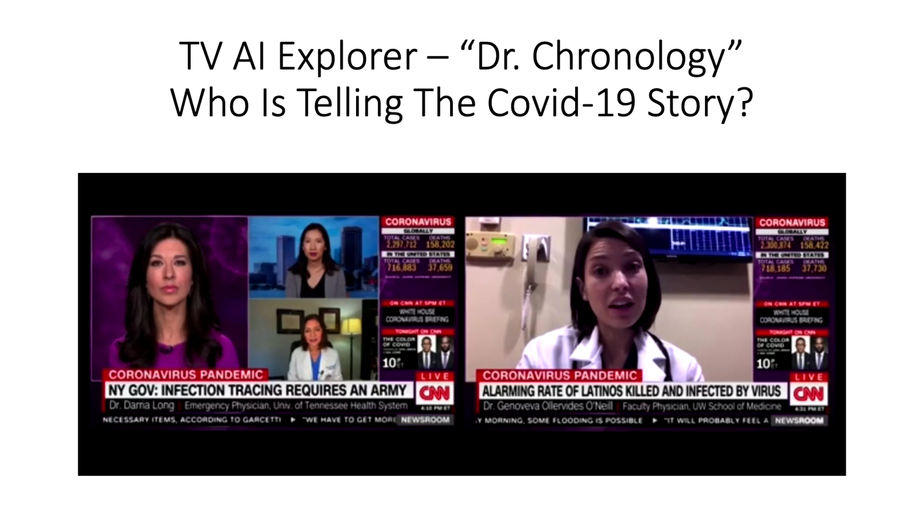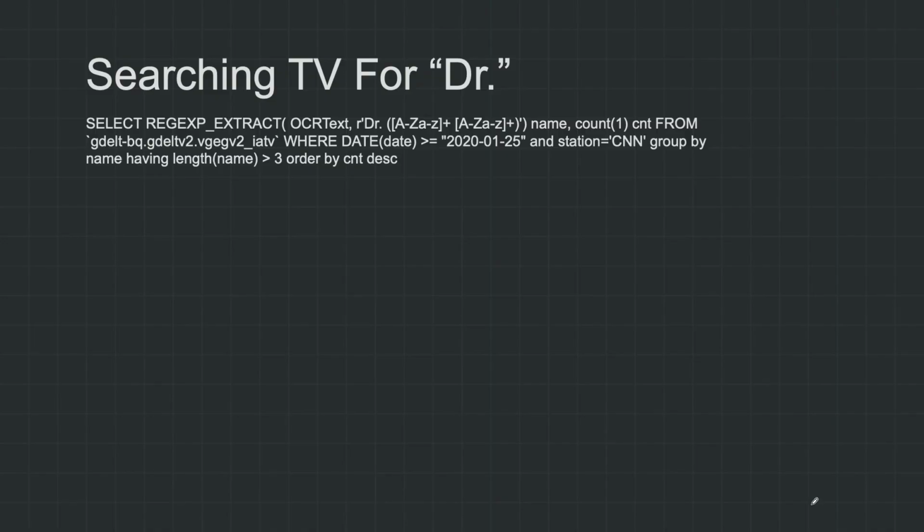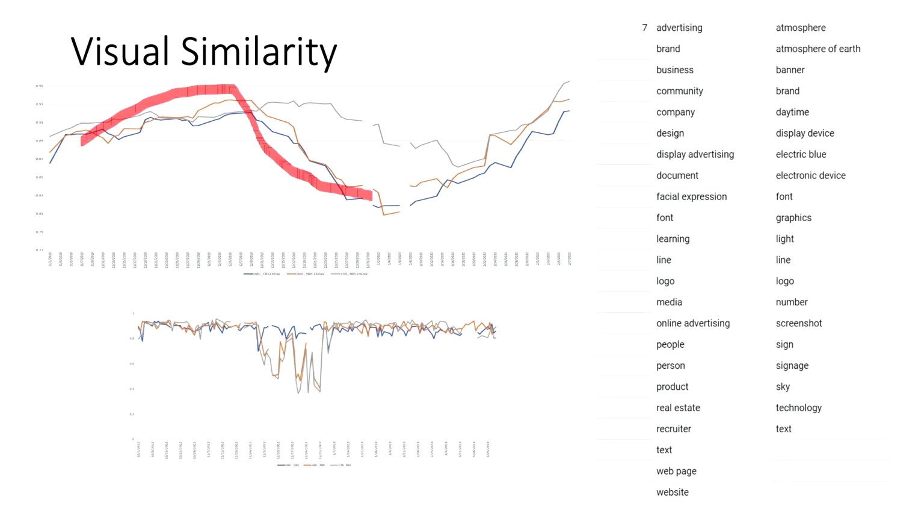Now, fact checkers oftentimes are interested in questions like, who's telling the COVID-19 story? Who are the doctors being interviewed on television news? In that chyron, that text in the lower third, typically it tells us who's being interviewed. So we can use a simple regular expression in BigQuery and say, find me all the Dr. period, so doctor, and then find the name that appeared after it, and make a chronology over time, so we can tell who's telling that story. We can do things like visual similarity, so we can use the entities that are appearing on screen and look at how the television channels are the same or different over time.